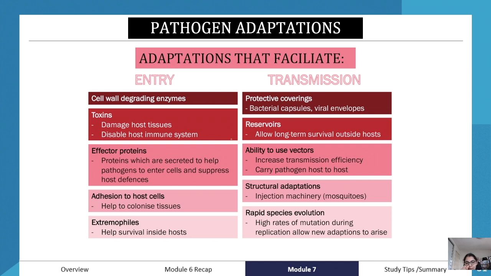And finally, we've got rapid species evolution, so high rates of mutation during replication, which allows for new adaptations to arise. We saw that with the COVID-19 pandemic, where we started off with coronavirus. We went from alpha to beta to gamma to the Omicron variant, right? So the way in which it replicated quite quickly and became more powerful as time went by.